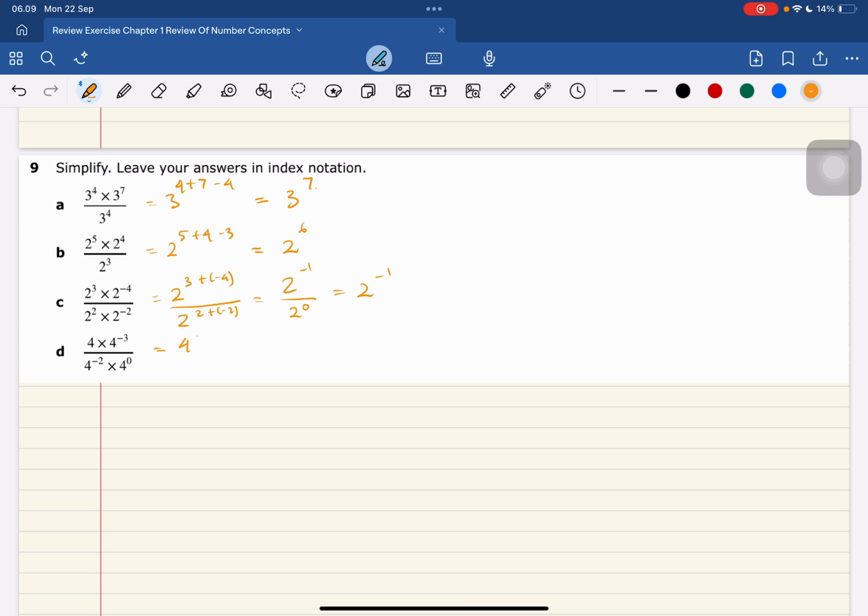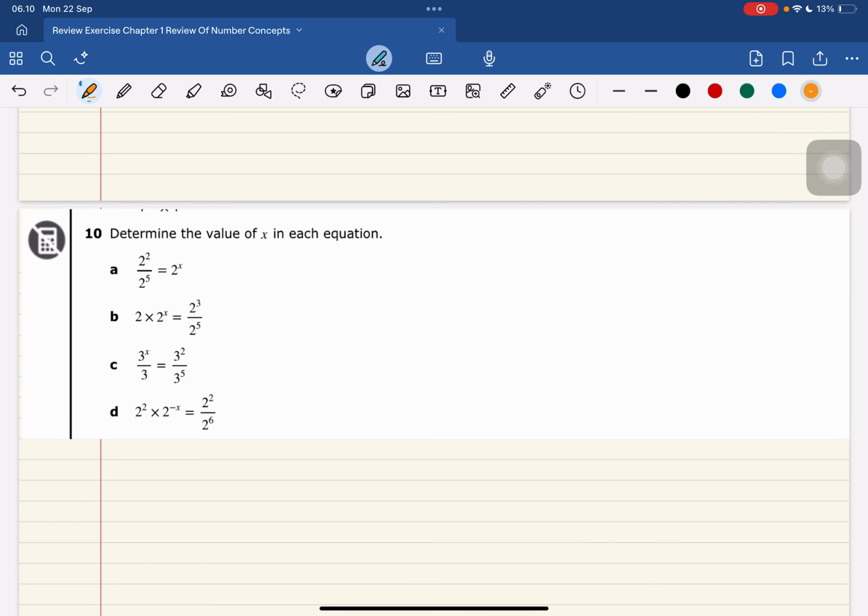Next is 4 power of 1 plus minus 3 divided by 4 power of minus 2 and then plus 0 will give us the answer of 4 power of minus 2 divided by 4 power of minus 2, which is 4 power of minus 2 minus minus 2 will give us the answer of 4 power of 0.